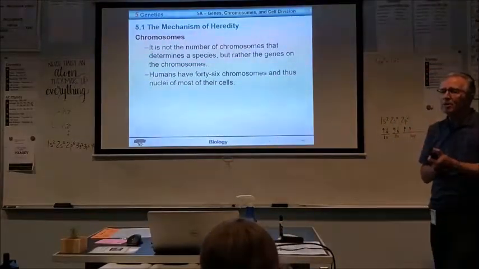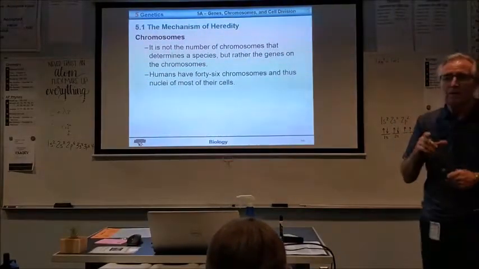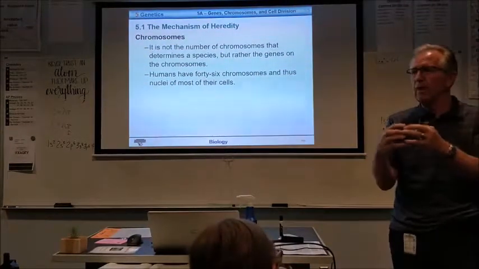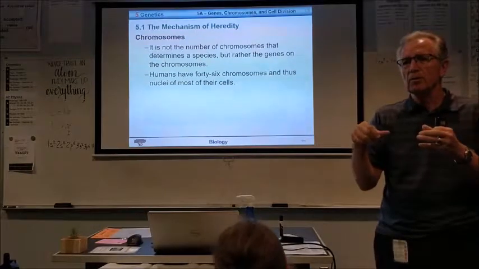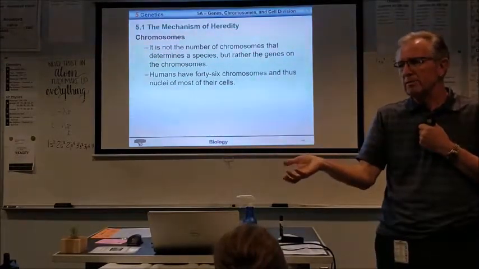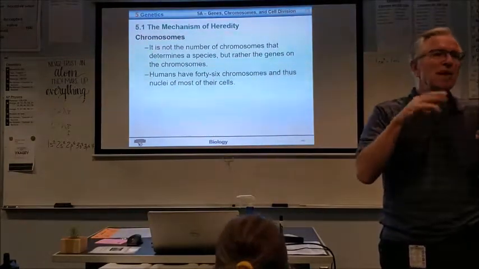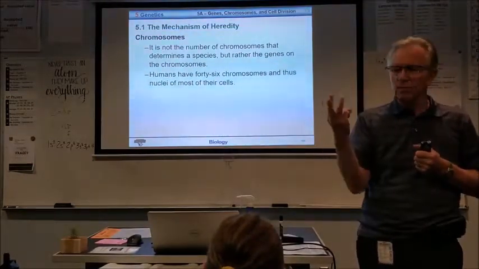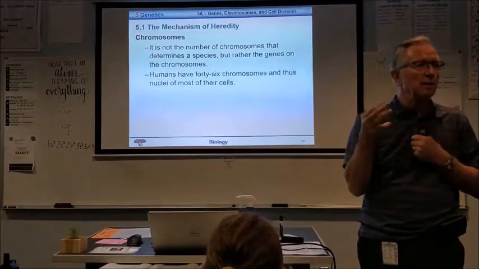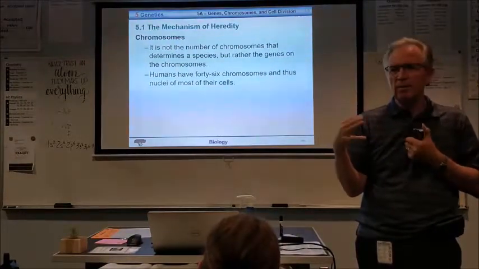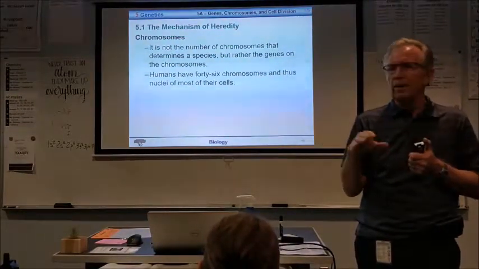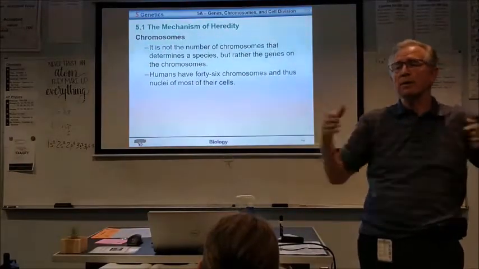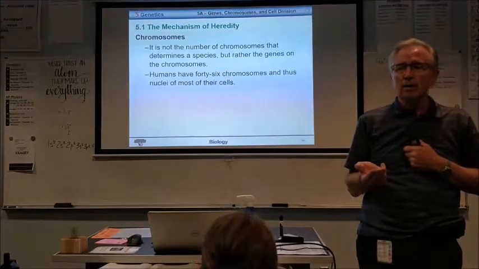It's not the number of chromosomes that determines what species you are. In other words, if I look at a cell that's dividing and I count the number of chromosomes, I can't tell you exactly what species it is, because there's nothing magical about the number. Your book even lists off, I think, three different organisms that had exactly the same number of chromosomes. I don't know if it was 14 or 24 or something like that. They're all different organisms, but they have the same number of chromosomes.